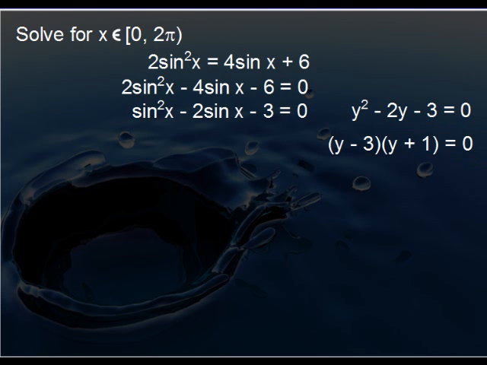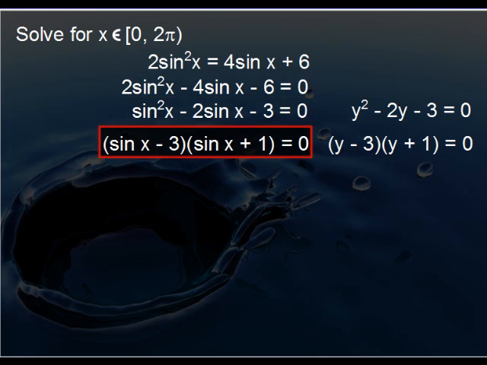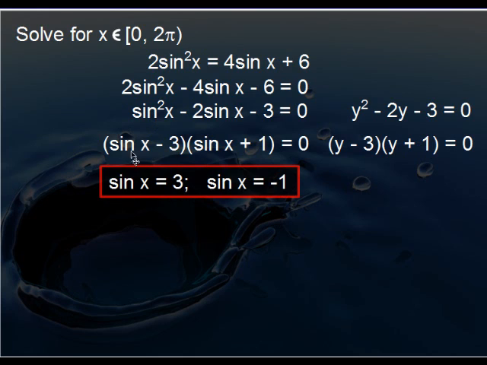This is really no different. You would treat this as if we're an ordinary quadratic. Take that and factor it. And instead of writing y, you would put sine x. So instead of y minus 3, it's sine x minus 3. Instead of y plus 1, it's sine x plus 1. And we would use the zero product rule and solve. So sine x minus 3 set equal to 0, and you get 3 for the sine of x. Here you'd get negative 1.